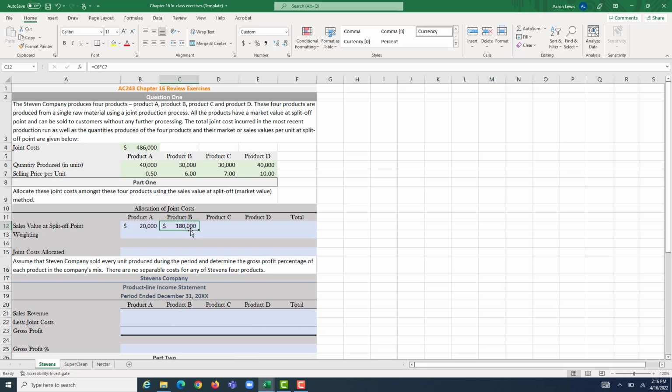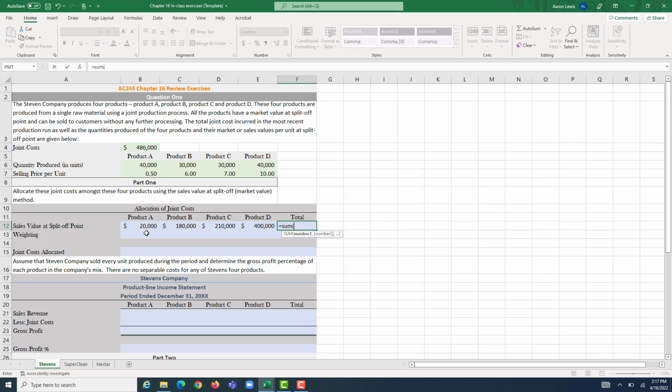And using the handy dandy fill handle here, I can fill in the rest of our products. 30,000 units of product C at $7 a piece will generate $210,000 in sales revenue. 40,000 units of product D at $10 a piece will generate $400,000 in sales revenue. And in total, if we don't further process any of these 4 base level products, we're going to generate $810,000 in sales revenue.